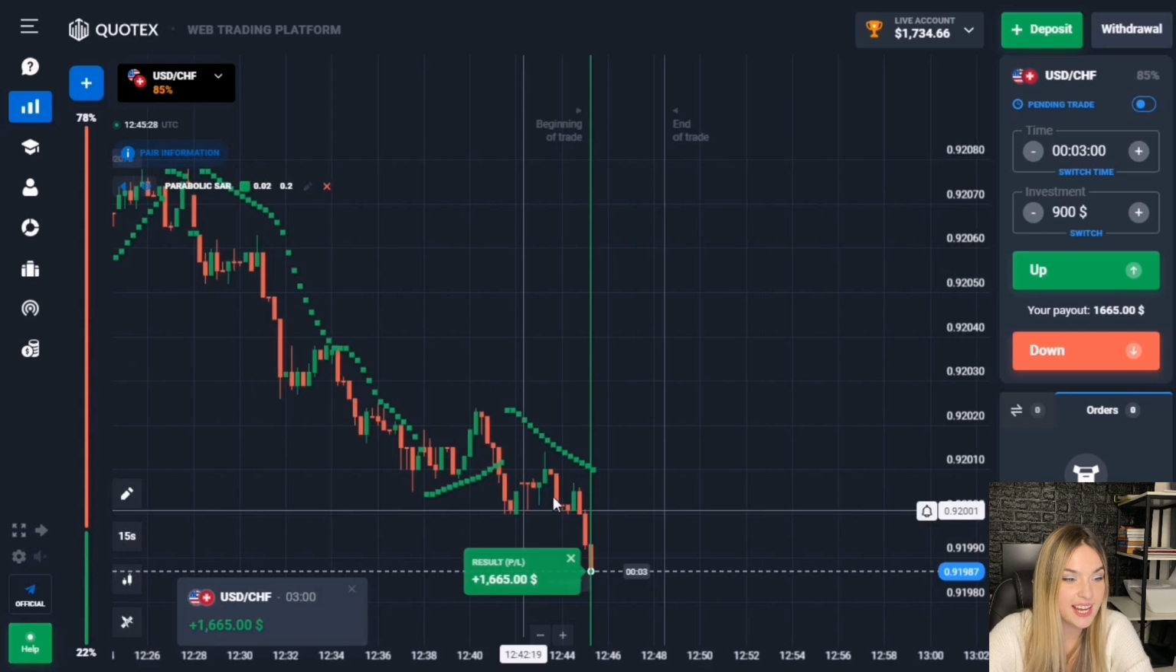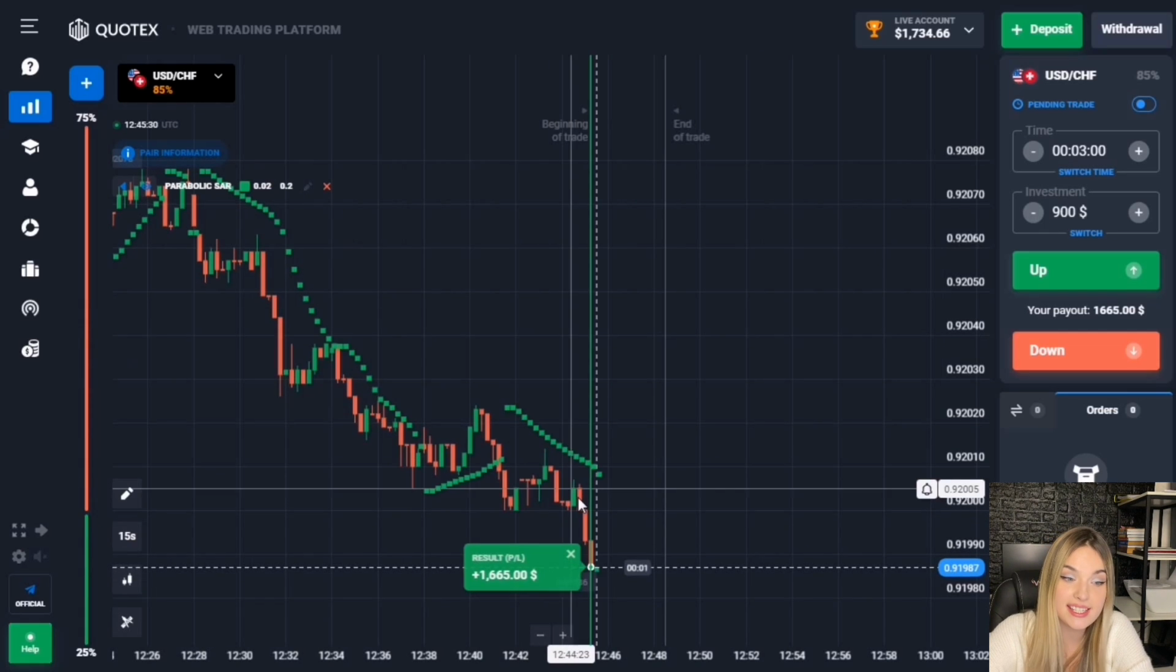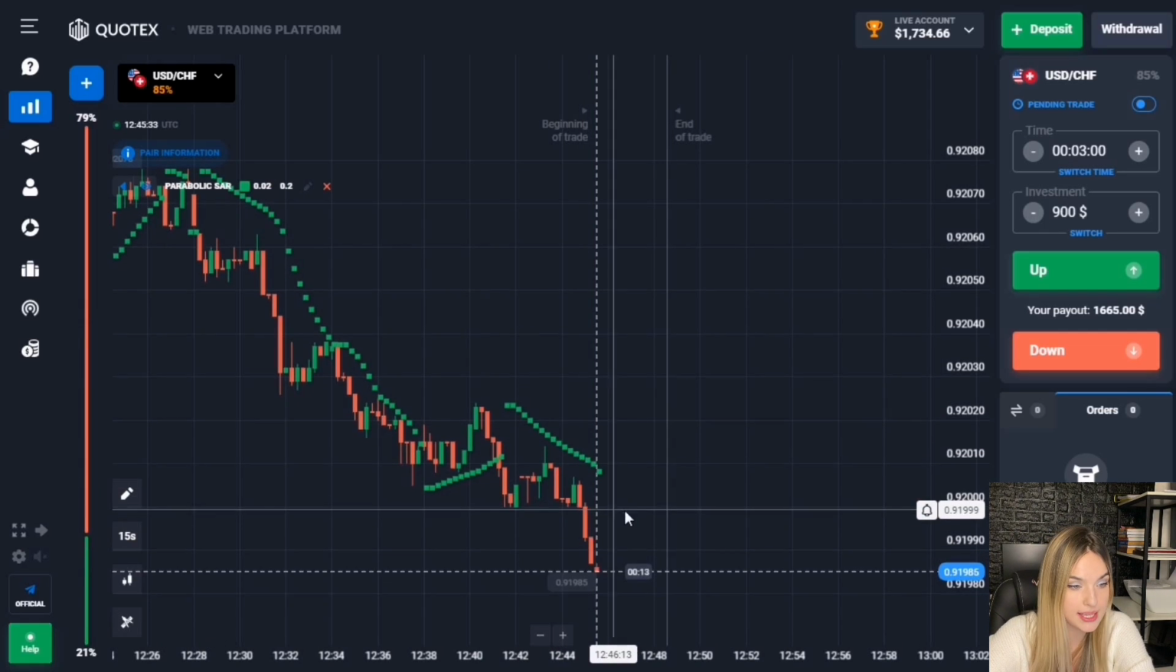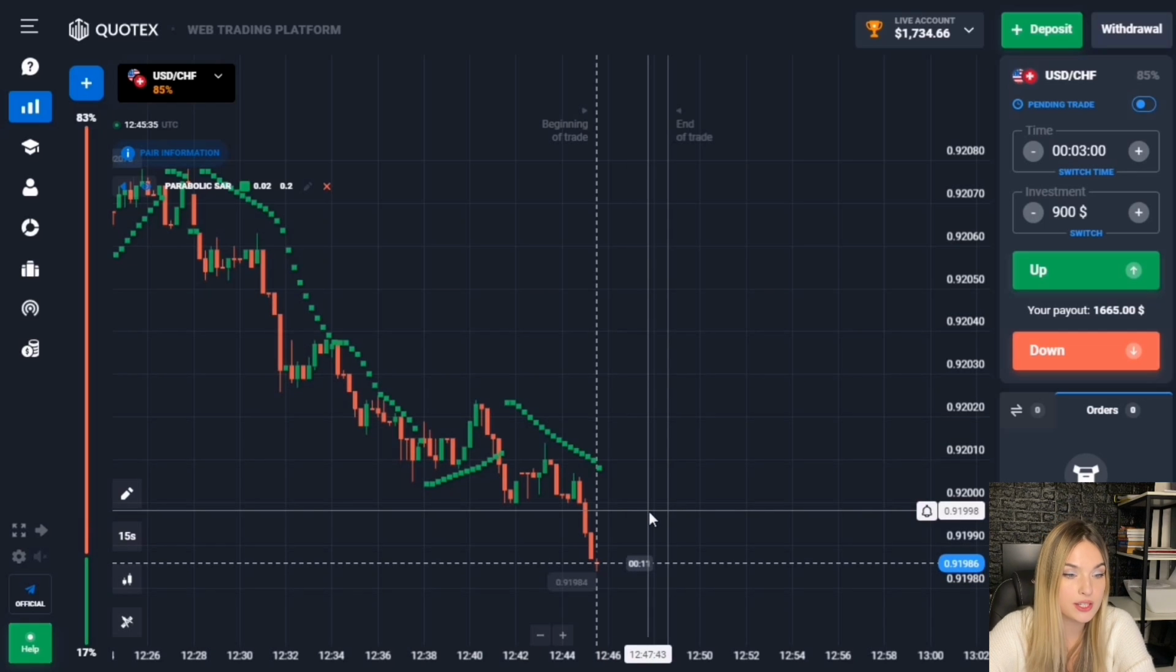Well, great! The downtrend has continued and we are getting profit. The indicator suggested a further direction of the price. Let's continue and consider the following market situation.